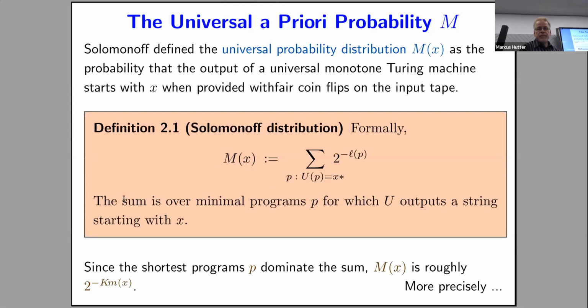Roughly speaking, in this sum, a short program contributes a lot, and you can even formalize that. Let Km of x be the length of the shortest program. So instead of taking the sum, we look for the program which minimizes this length. It's very similar to Kolmogorov complexity before, but here I do not demand that the program halts. It can just continue. That's called Km of x, or monotone complexity.